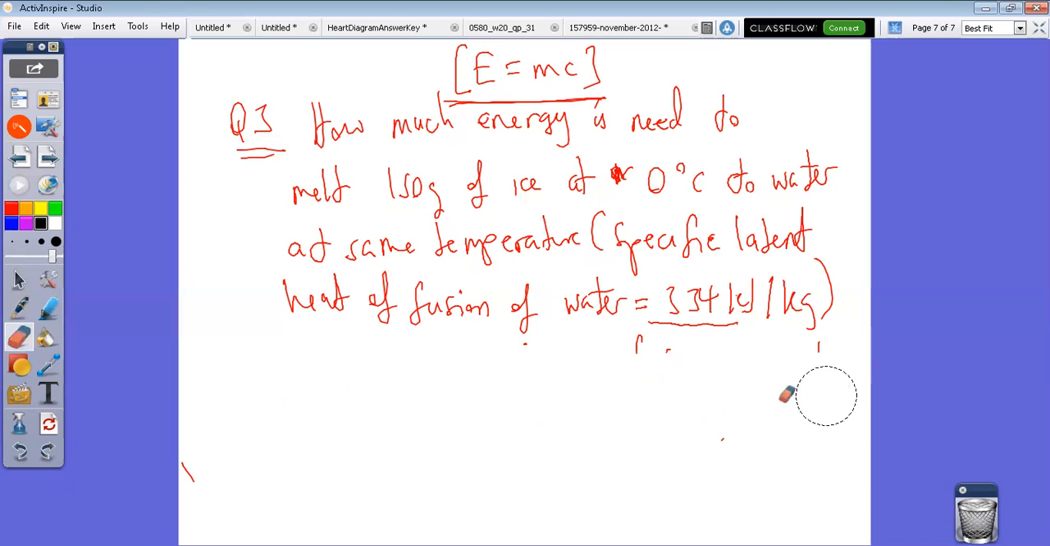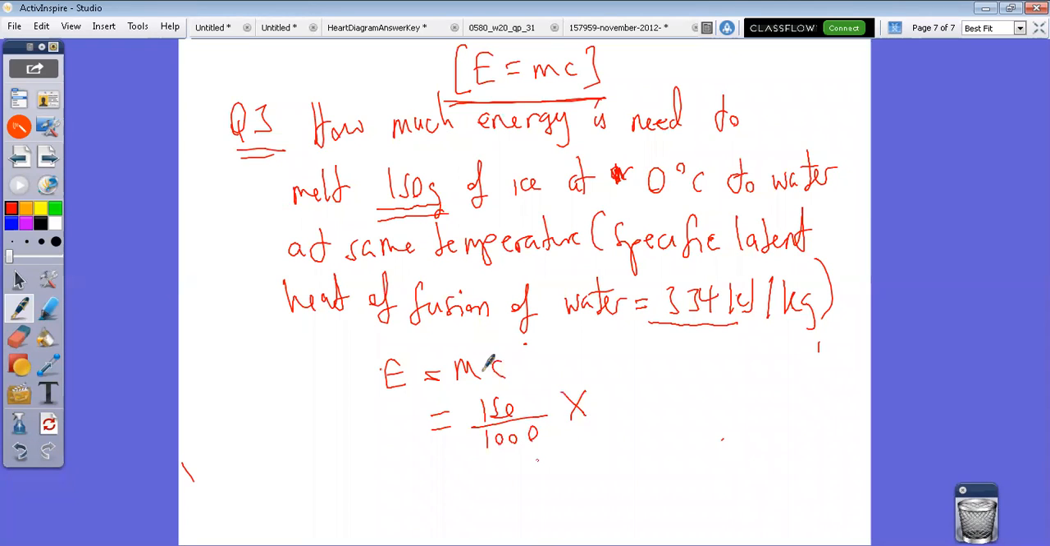So now let's do the solution quickly. We said we dropped the delta T, so E is equal to mc. What is the question asking? Energy, and E is the subject of the formula. So what is the mass? Can you see the problem with the mass? What did I say mass should be in? Mass should be in kgs. This is not kgs, so what do we do? 150 divided by 1000, because 1000 grams gives you 1 kg.